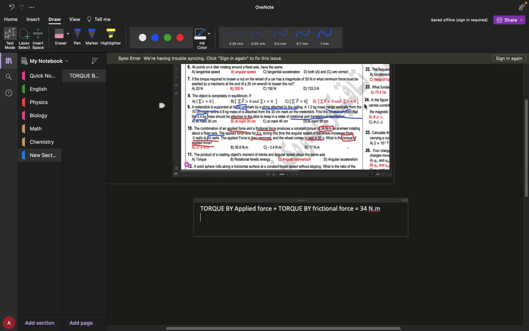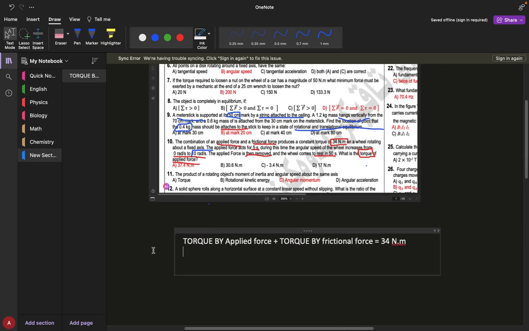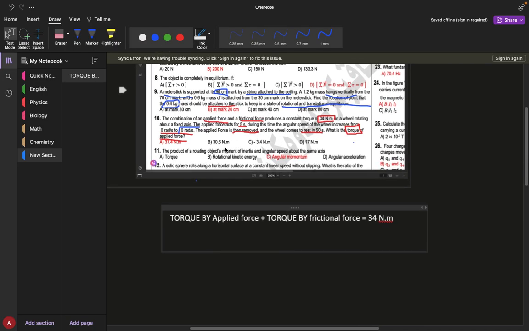Everybody, let's tackle question 10 now. A combination of an applied force and the frictional force produces a constant torque of 34 Newton meters in a wheel rotating about a fixed axis. The applied force acts for 5 seconds. During this time, the angular speed of the wheel increases from 0 rad/s to 10 rad/s. The applied force is then removed and the wheel comes to rest in 50 seconds. What is the torque of the applied force?